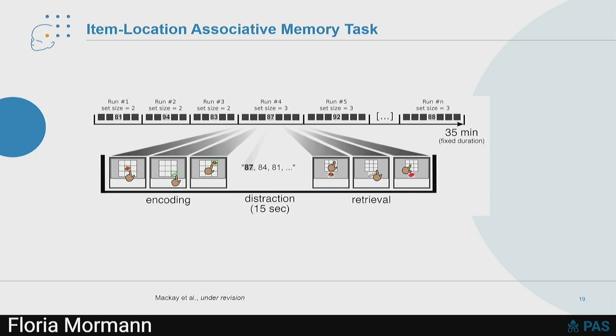we have a 3x3 grid, and a series of images is shown at different positions on this grid. So in this first example, 3 different pictures. The patients have to touch the pictures on a touch screen, because at the time we did not yet have eye tracking integrated. Then there's a distraction task of 15 seconds.